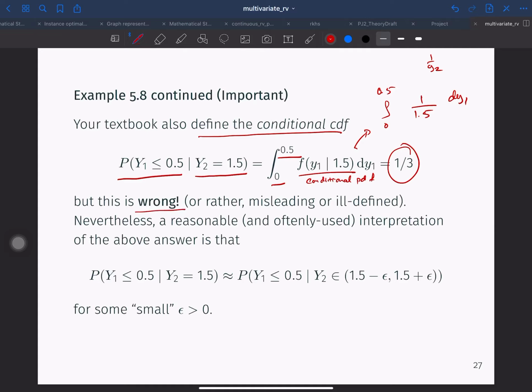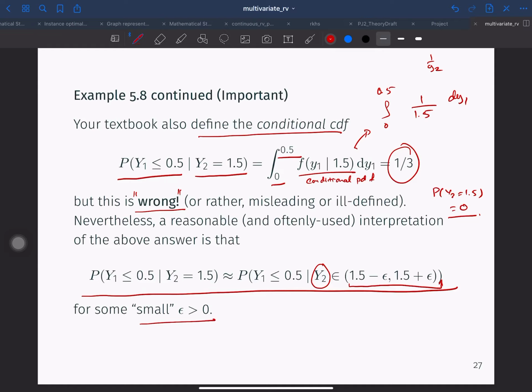is wrong, and maybe wrong in quotation marks. So rather, it is not really wrong, but it's just that it is not exactly what it means. It's not exactly what it means because the probability of y2 equal to 1.5, just to reiterate the obvious, is always equal to 0. So you can never really observe that. But what it really means here is that that conditional CDF really refers to the probability that y1 is less than 0.5, given that y2 is in some small interval around 1.5.